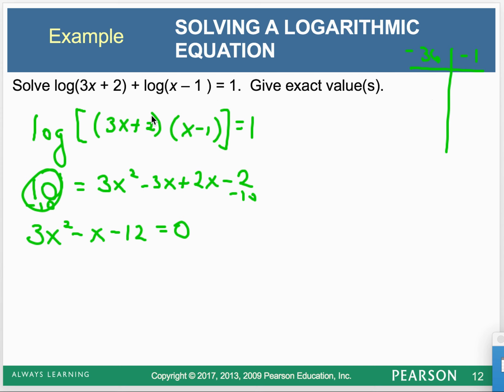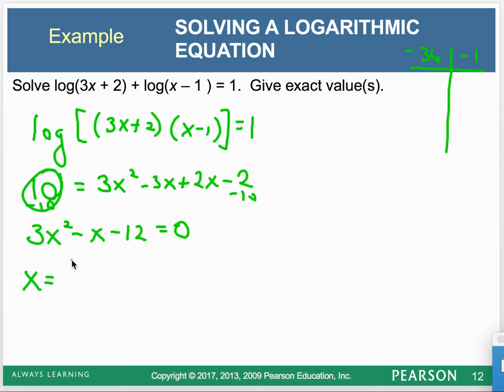Okay, so 3x squared minus... plus, and then we had a minus 2, 10 to the 1, minus 10. Okay, so let's do the quadratic formula.